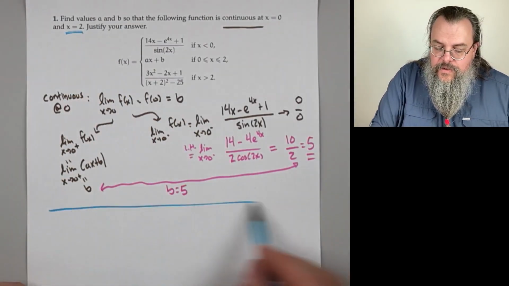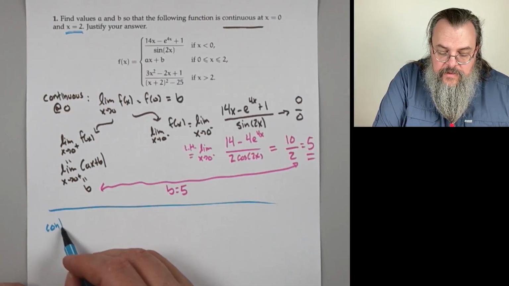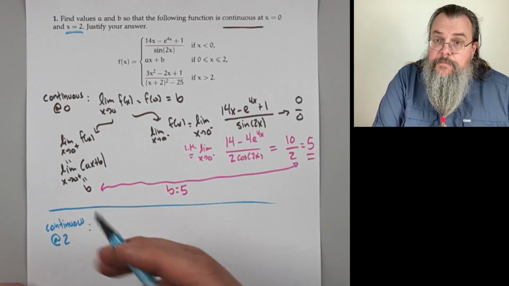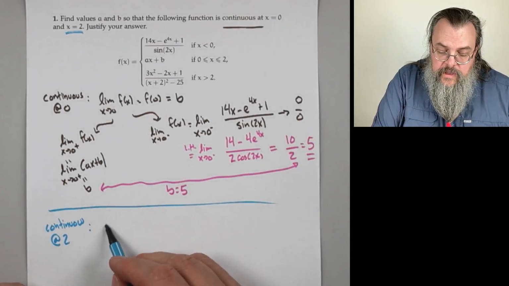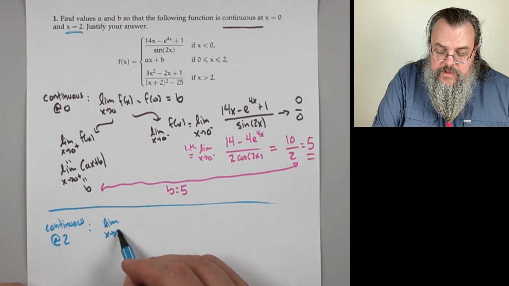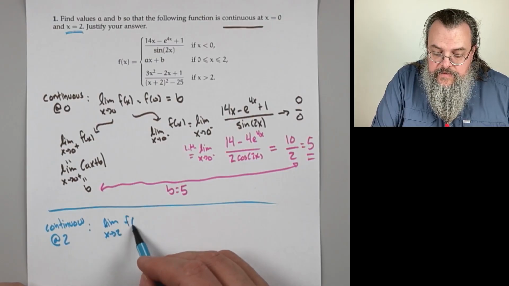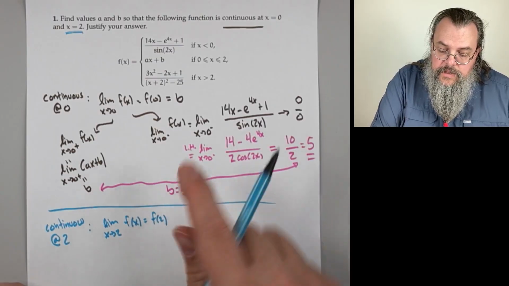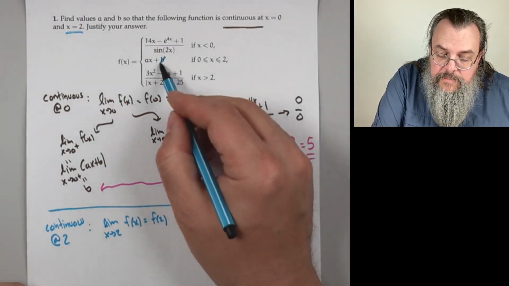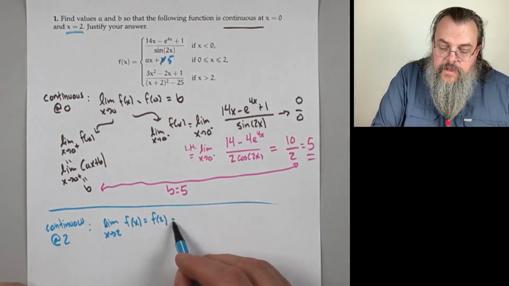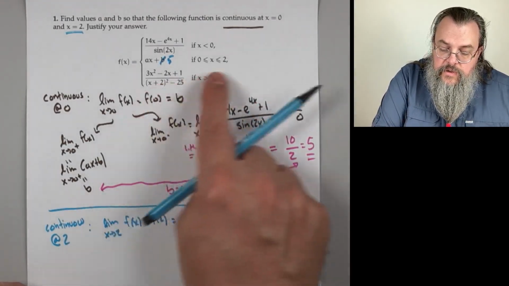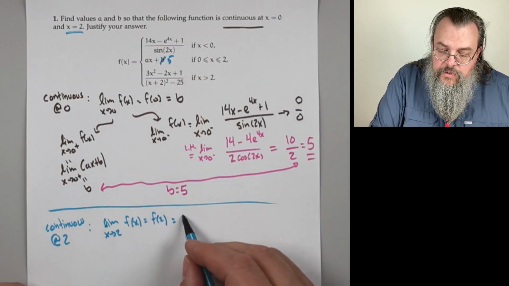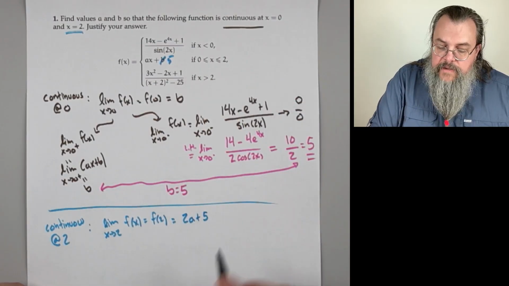So at 2, if we're going to be continuous at 2, same process, right? So then the limit as x approaches 2 of f of x should equal f of 2. Now, we know that b is 5, so we can update here. And we say, well, let's plug in 2, because there, see how we have an equal 2? That would be 2a plus 5.